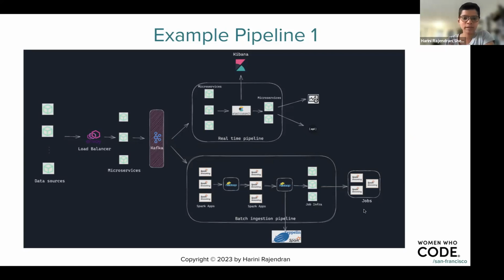So this is an example of a data pipeline where, for the same set of data that's there in Kafka, we had one real-time pipeline and we also had a batch pipeline, and those two were solving different use cases.